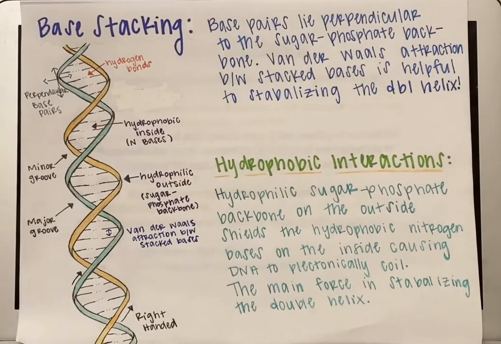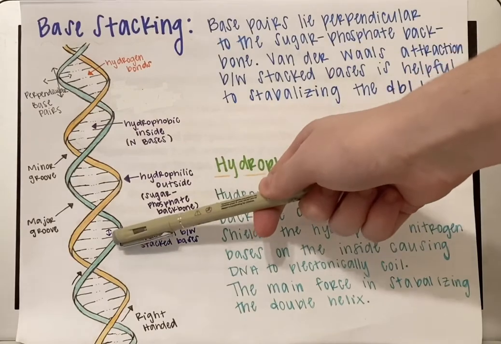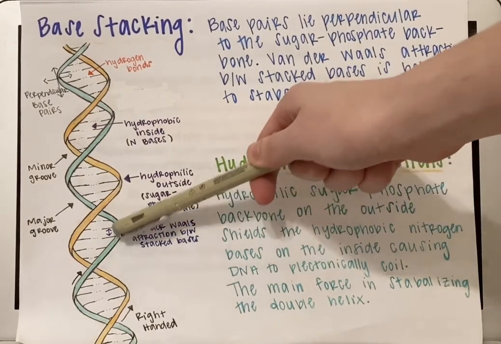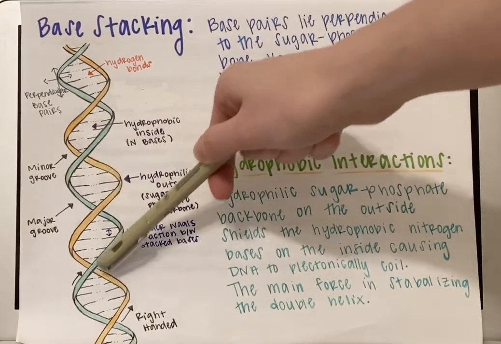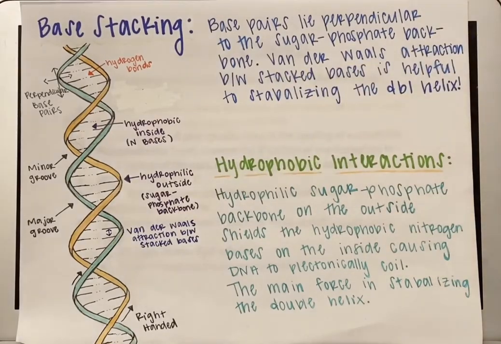They also determine some other forces that help stabilize the double helix. One is base stacking. This is when base pairs lie perpendicular to the sugar phosphate backbone. Adjacent bases have an attraction that helps stabilize the double helix, as put right here. These are not base pairs, they're next to each other on the same strand. And there's an attraction between them that's helping stabilize, but it's still not the main force stabilizing the double helix.